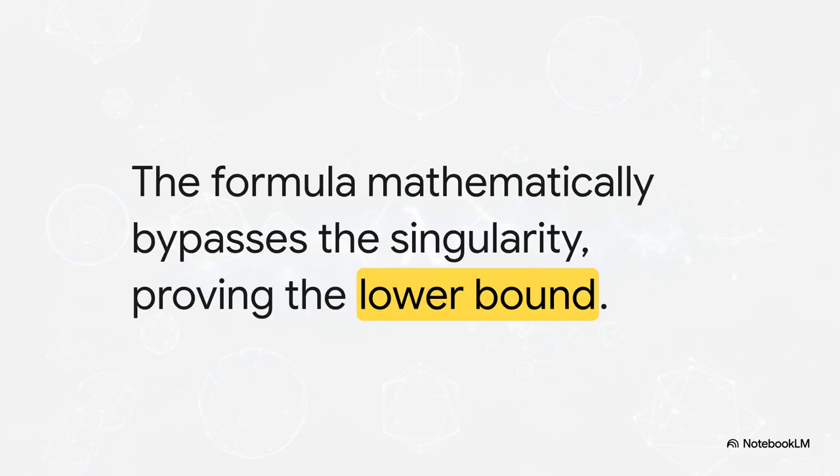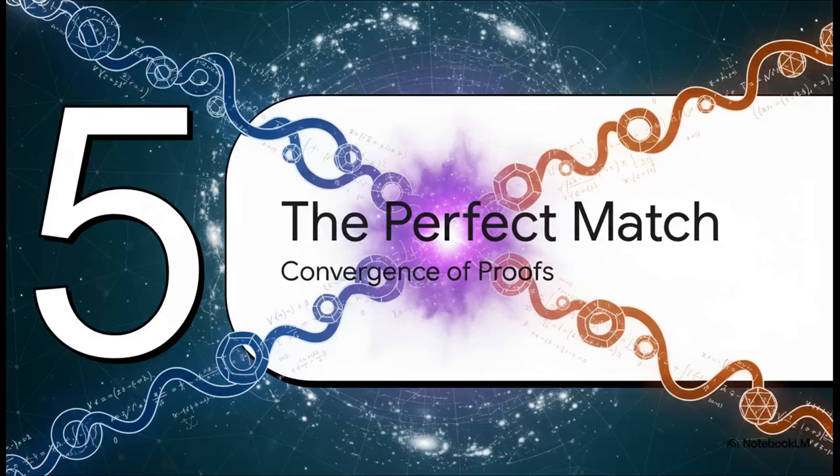And the result? A totally triumphant structural floor. The Bochner formula proves that our eigenvalue, lambda, must be greater than or equal to 2 over r squared. That floor absolutely cannot be breached. Section 5. The perfect match.